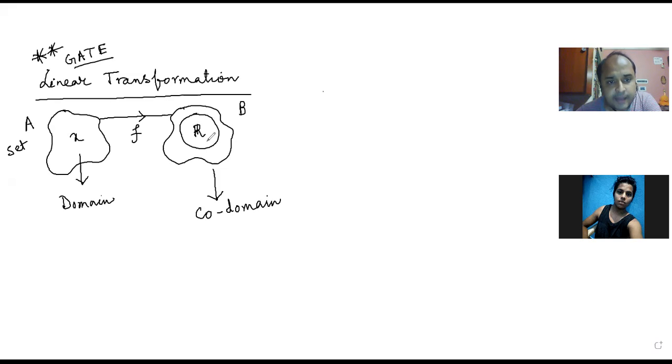And if we consider a subset of that, say for example this, we consider this subset to be the range. Range is the subset of the codomain. So we try to define a function from a particular set to another set. That we do. Similar is the case with vector spaces also.